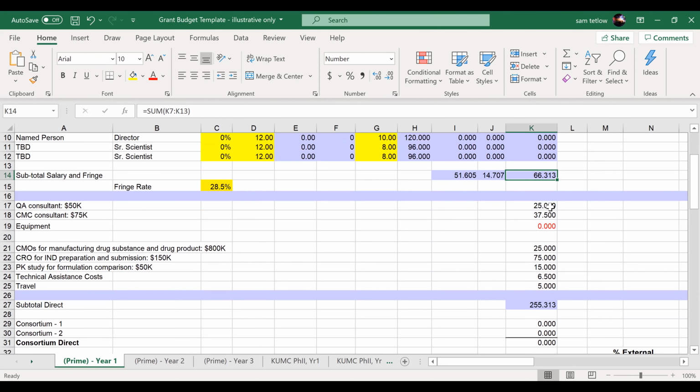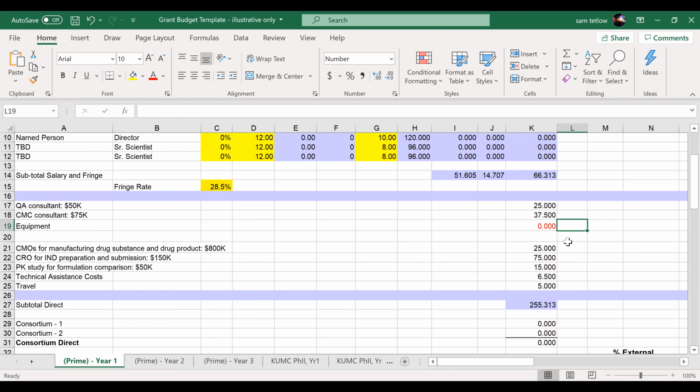Now we go to other direct. These are things like consultants, external CMOs for contract manufacturing, CROs, and then, yep, you betcha, we got some technical assistance costs in there, and travel, among other things. We don't have any dollars in there for equipment. That's red for a reason that'll become known in a moment.